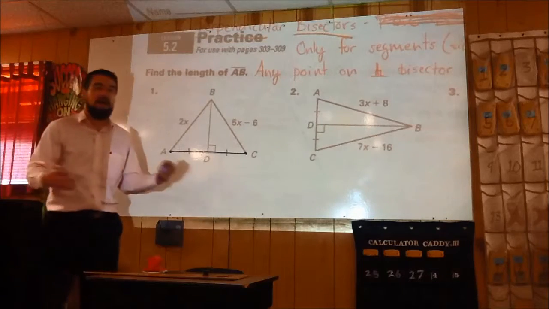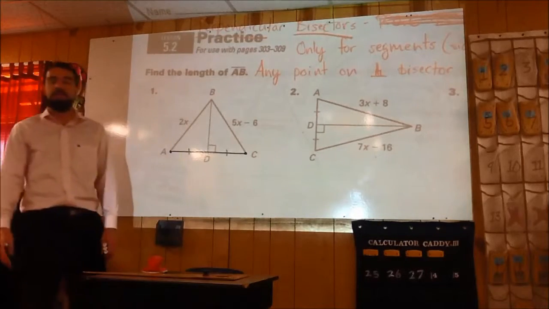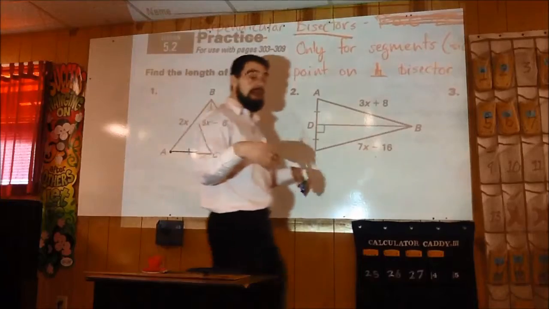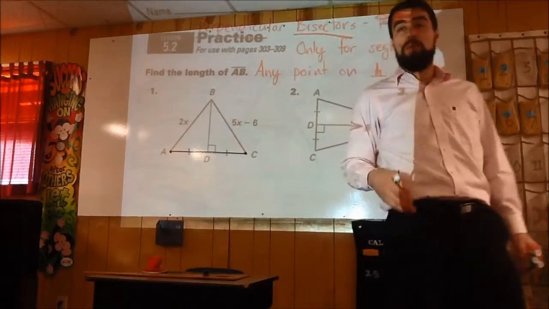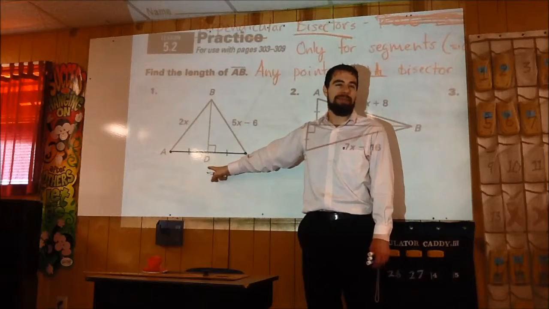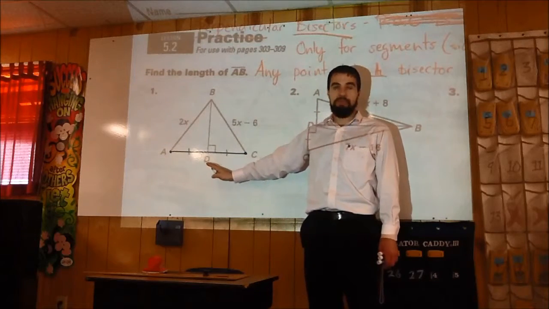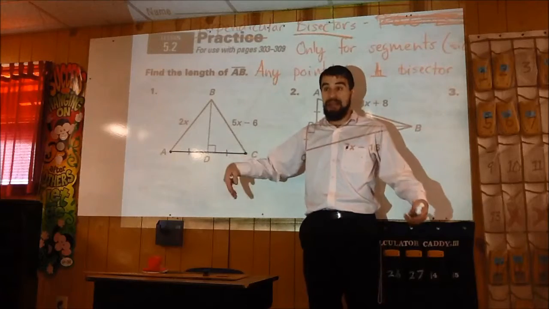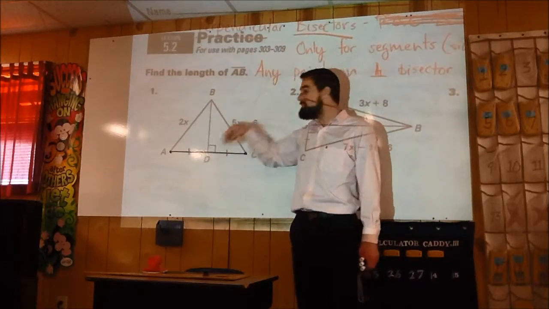Well, we're trying to find this perpendicular bisector. So is there another segment, line, or ray that goes, so what does that mean? Sorry, what does it mean about point D? It's the midpoint. So if you have a perpendicular bisector, it's got to go through that midpoint.